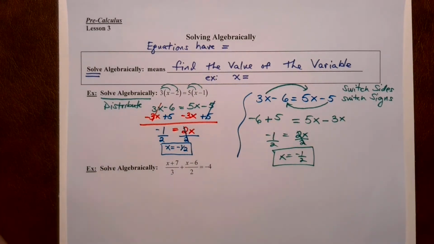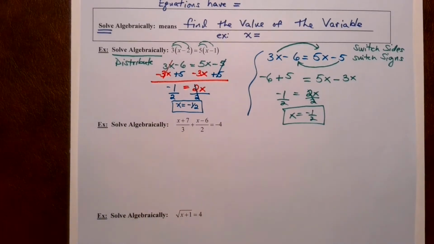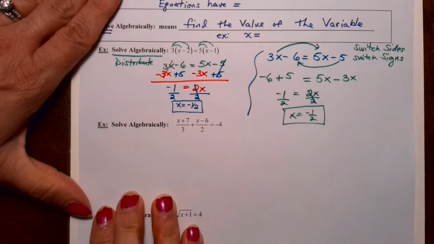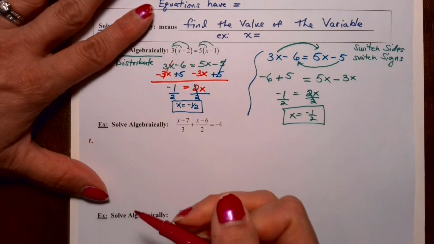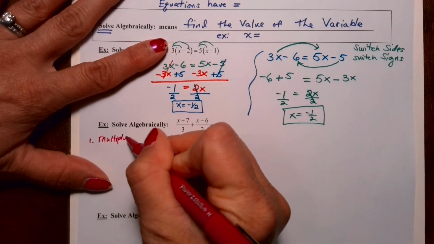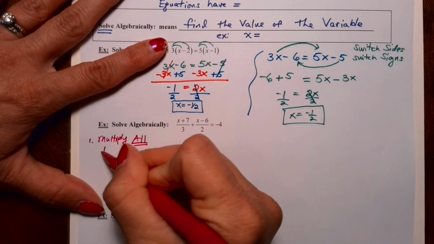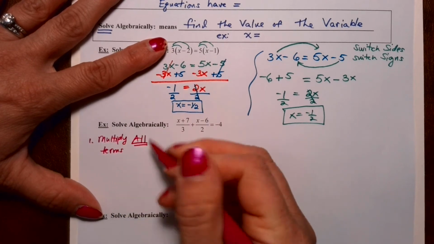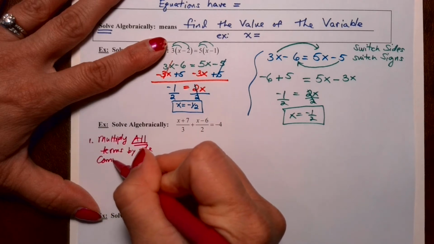Okay, let's take a look at another kind of equation. I know a lot of people, when they look at this, they say, oh, we don't like fractions. Okay, neither do I. So here are the techniques. Here's the steps that you're going to do to eliminate the fractions. So step 1, we're going to multiply all the terms by the common denominator.